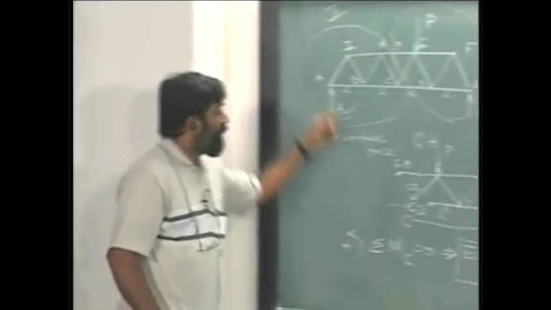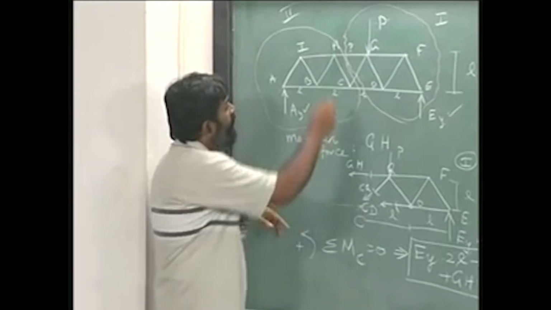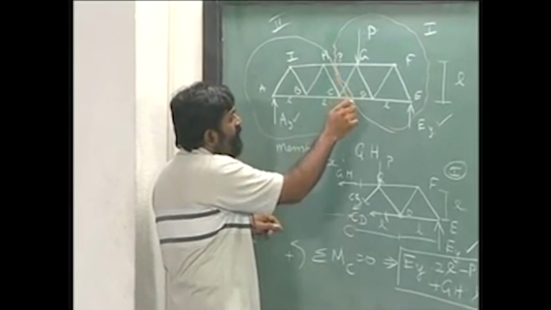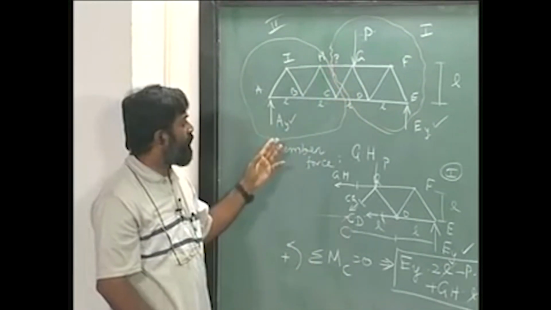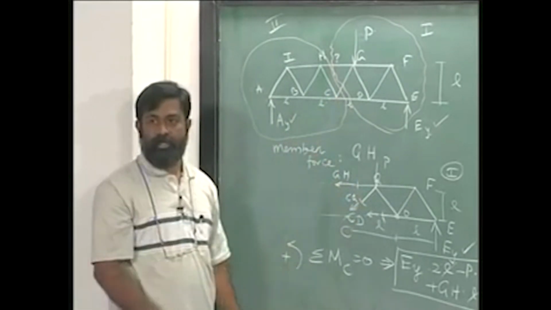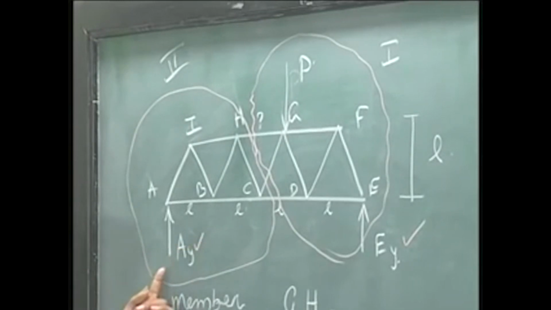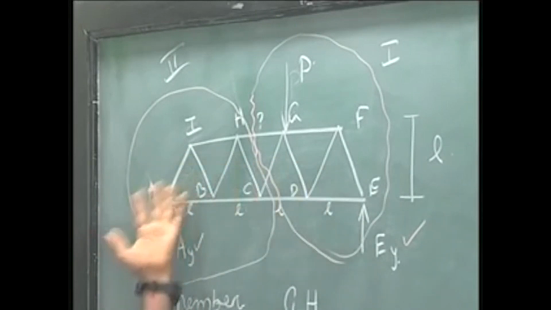In a similar way, if I look at this particular section, I will be revealing the same 3 forces, and I can take moment about C in order to solve for the same thing. In this left hand side section, I have only one force in addition to GH that I need to write down, that makes it a little more simple. So it is a matter of a choice.